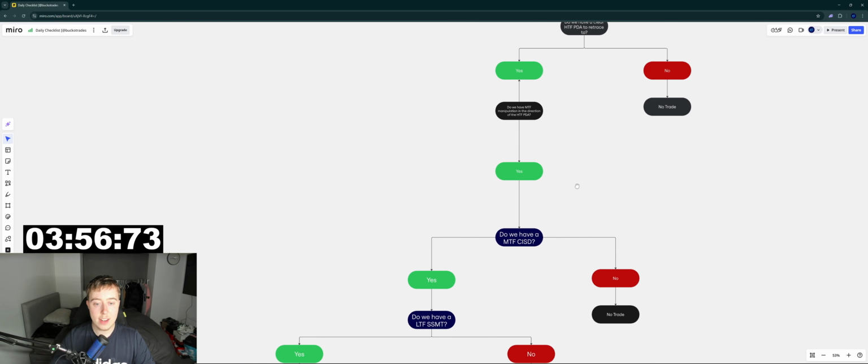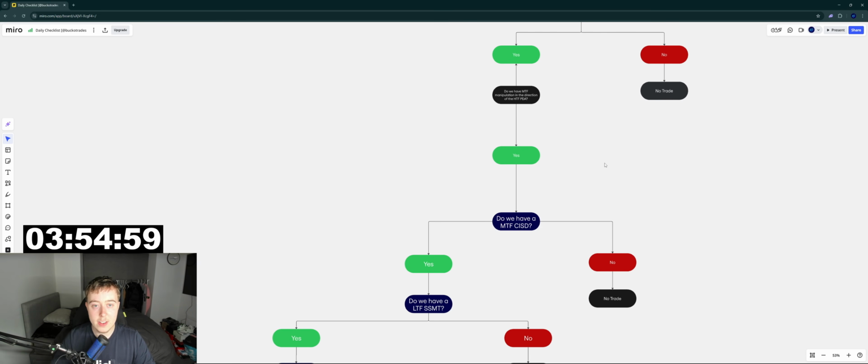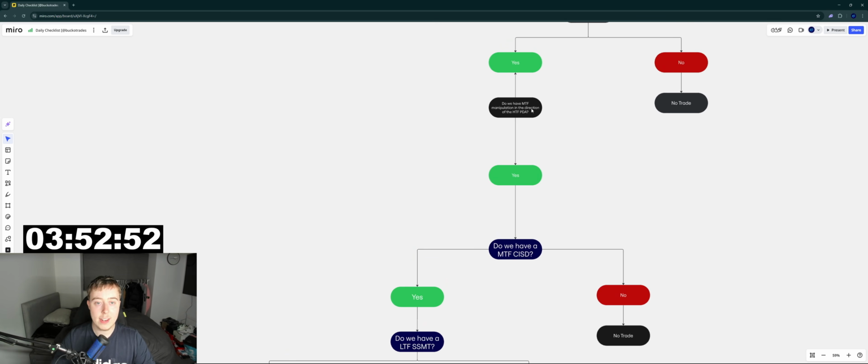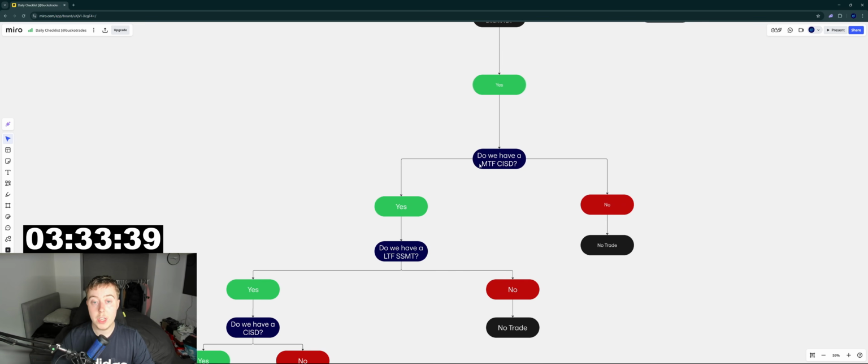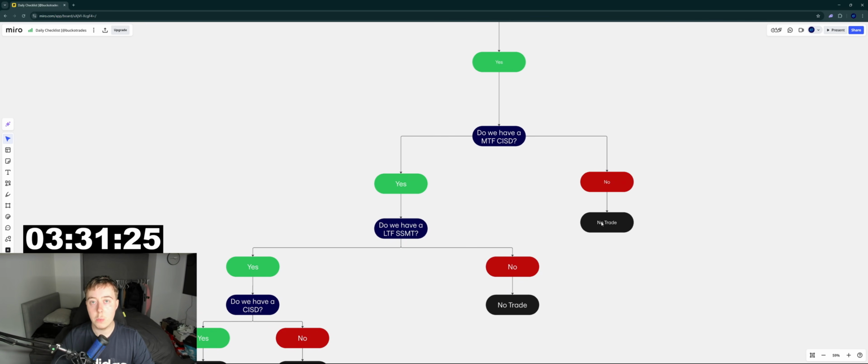So if the answer is yes, do we have a mid time frame change in the state of delivery? So this is basically saying, do we have a mid time frame sequential SMT in line with that high time frame PD array, so retracing back up to it? And then if we do, we then need to wait for a change in the state of delivery, okay? So a candle closure above or below that candle that formed the mid time frame sequential SMT, mid time frame manipulation. If we don't have a change in the state of delivery yet, then we have no trade.